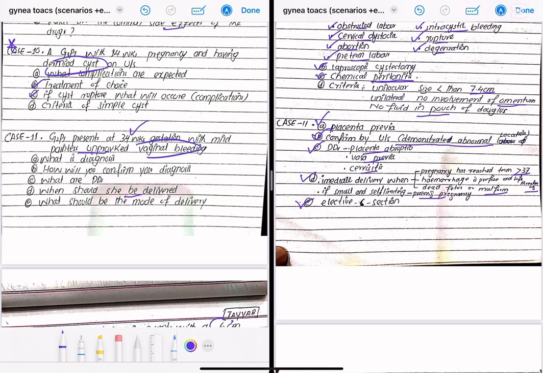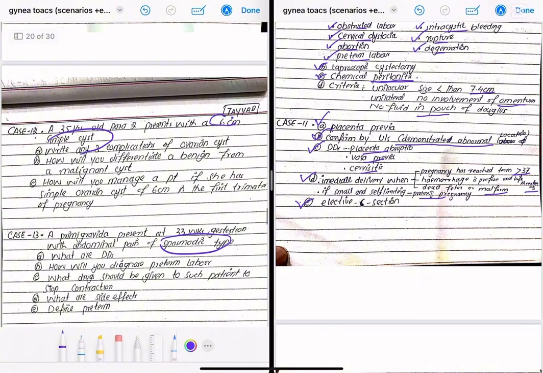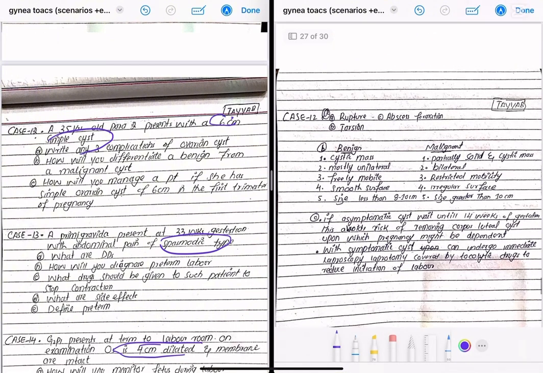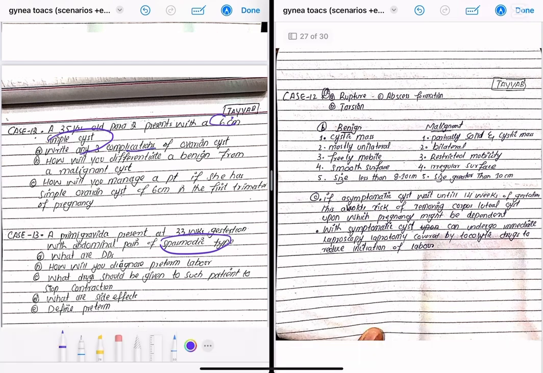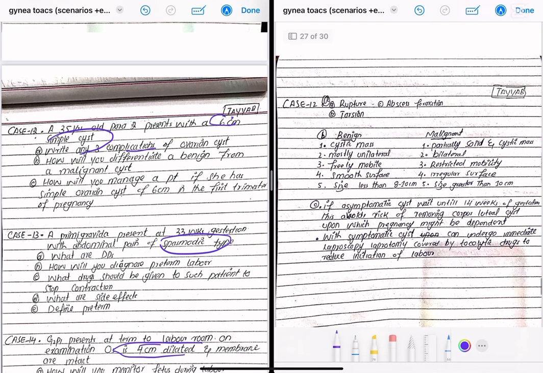So, we have a scenario that there is a 35 years old para 2 who presents with a 6 centimeter simple cyst. So, write any 3 complications of the ovarian cyst. The complications are rupture of ovary, abscess formation, and torsion. These are the complications of the simple cyst.